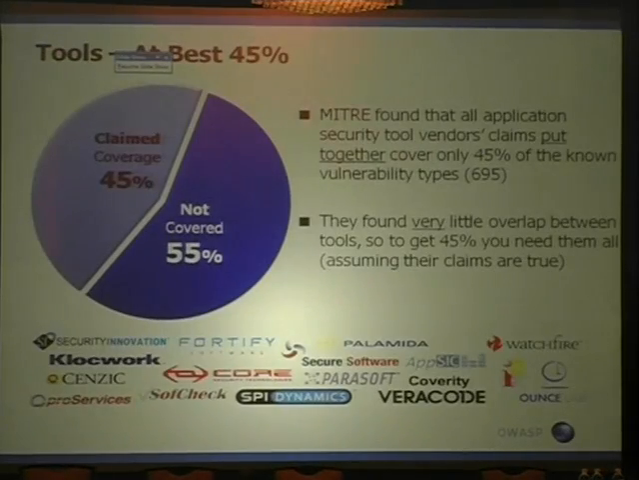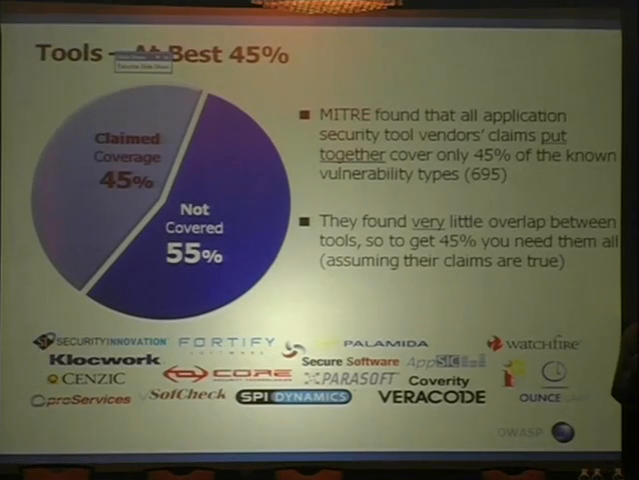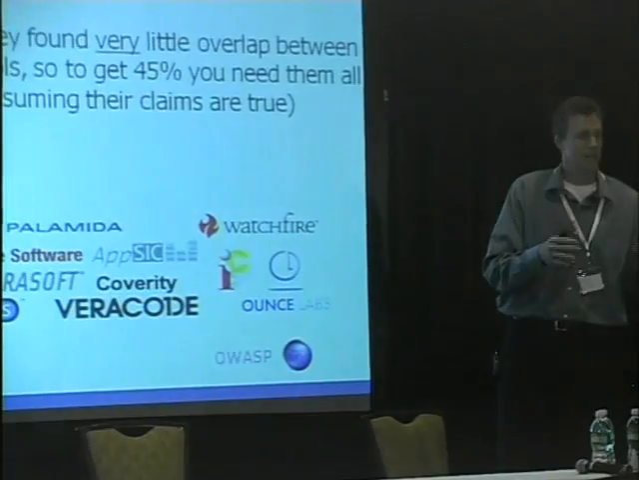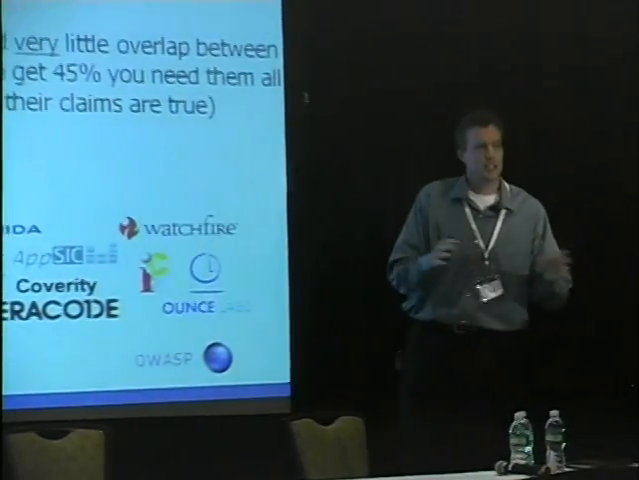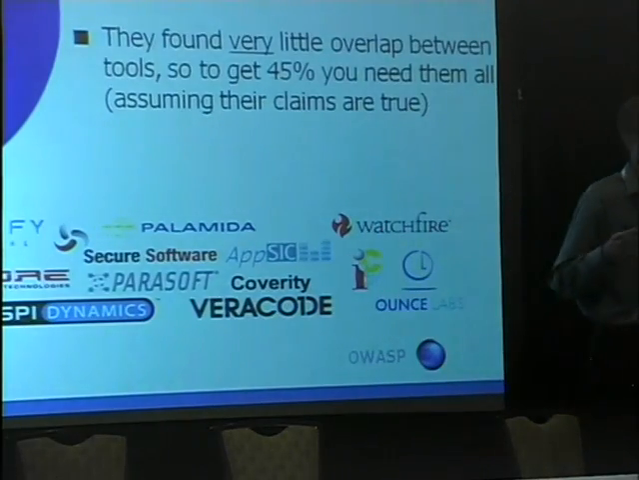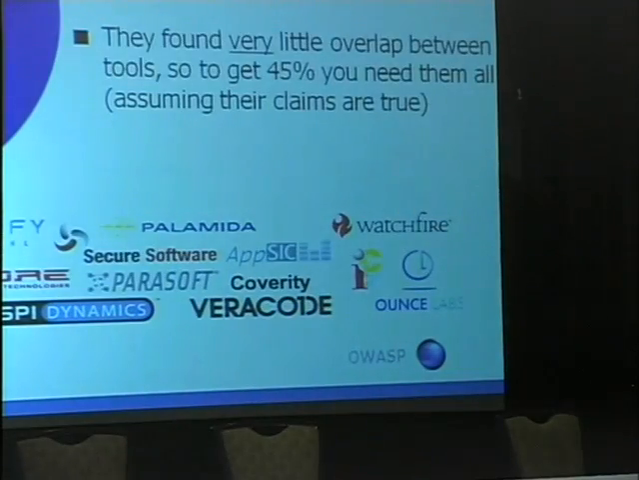Oh, so I just want to point out something about the tools. MITRE did a study a few years ago that looked at all the different tools out there. Steve Christie doesn't like this slide because he doesn't think that this data was intended to be used this way, but I think it's instructive, so sorry, Steve. But if you put together all the claims of all the different tools that are out there and compare it up against the CWE, which has a list of 695 different weaknesses, you'll see that there's only 45% coverage by the tools. That leaves a whole bunch of vulnerabilities that are not covered by the tools. The other thing that they found was that there's not a lot of overlap between the tools. So to get that kind of coverage, you've got to run all of them.